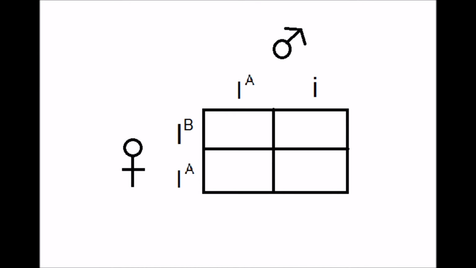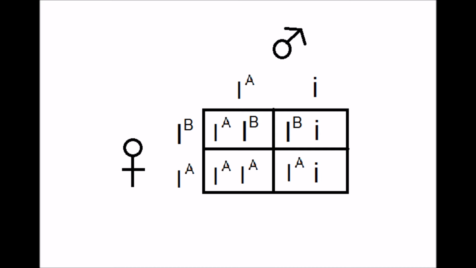In the top left box, the child will inherit an A allele from the father and a B allele from the mother, and so will be in blood group AB. In the top right box, the child will get a B allele from the mother and an O allele from the father, and so will be in group B. In the bottom left box, the child will get an A allele from both parents, and so will be in group A. In the bottom right box, the child will get an A allele from the mother and an O allele from the father, and so they will also be in group A.